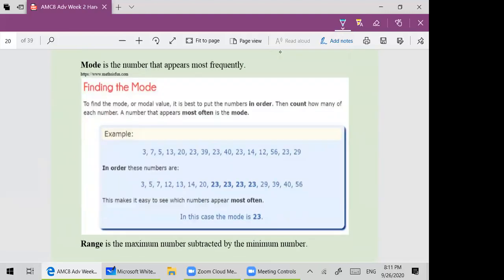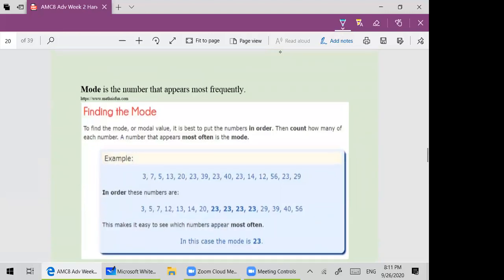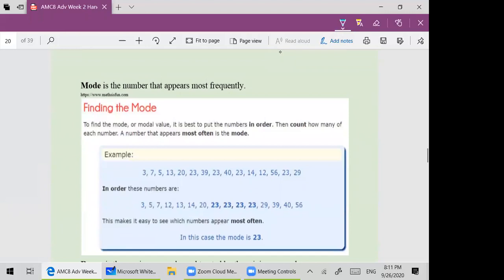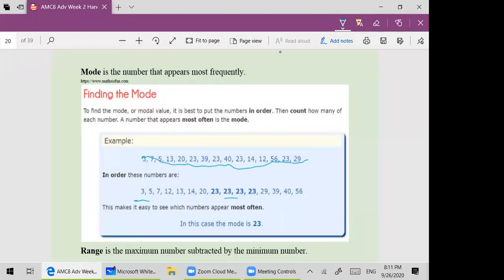The mode is the number that appears the most frequently. To find the mode, you can put the numbers in increasing order, like the rest. Then you can count how many of each number there are. So for example, in this list, you can arrange it to form this list. And now it should be clear that most of these numbers only appear once, except for the number 23, which appears a total of 4 times. So the mode is 23.